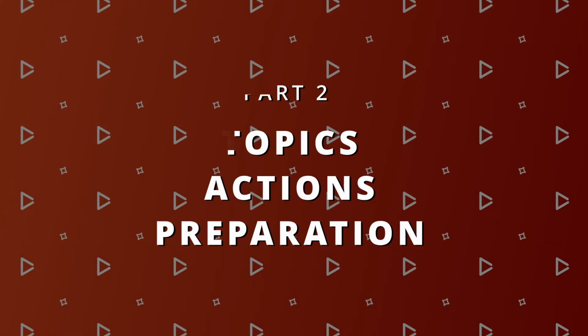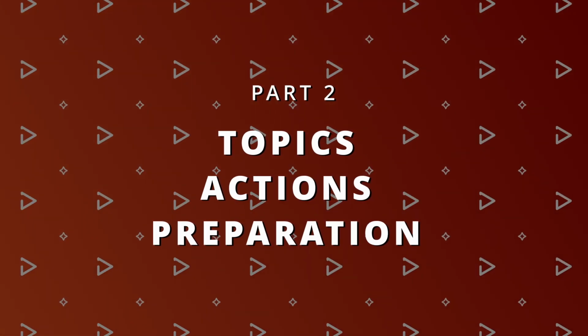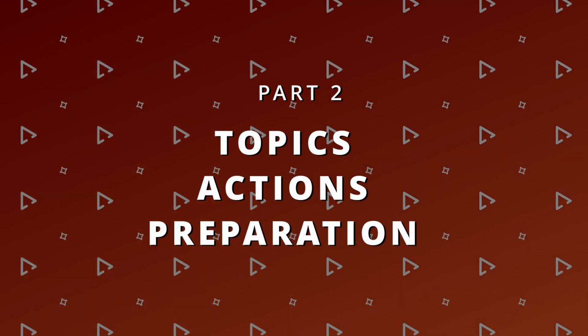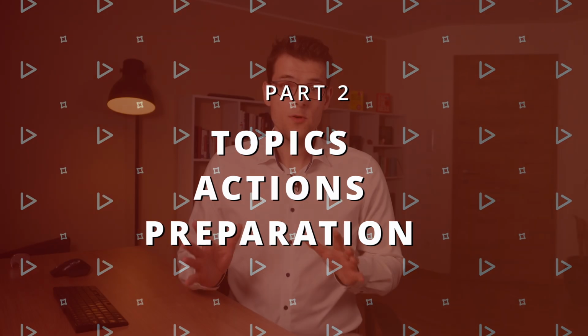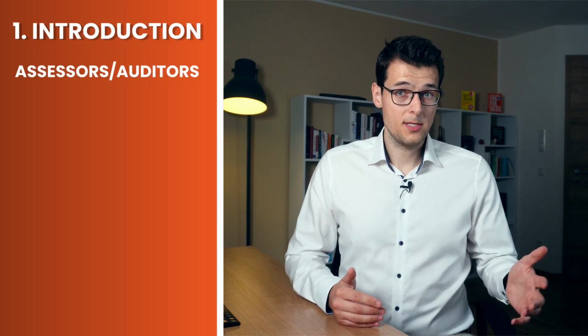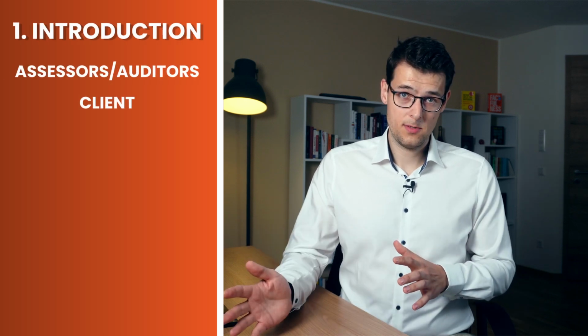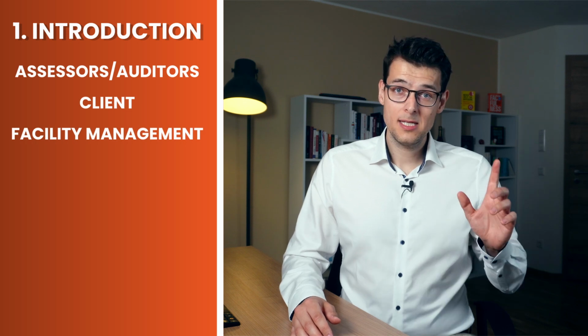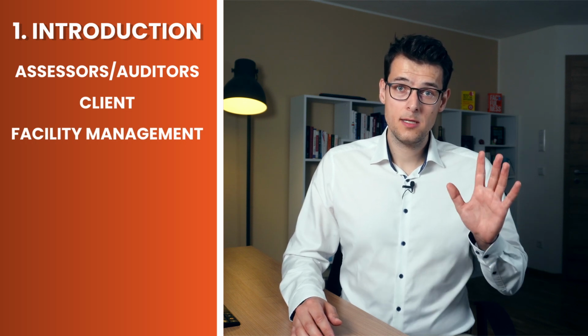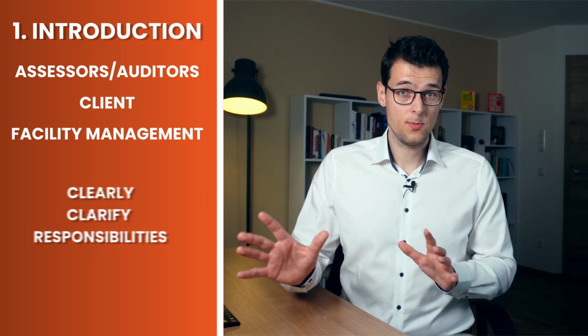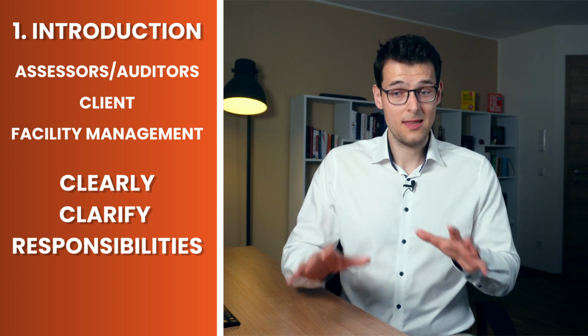What topics will be covered? What actions will be completed? What needs to be prepared by the auditee for the opening meeting? The first element of the opening meeting of a social audit is an introduction of the assessors, maybe the client if present, and all other participants, for instance the facility management. It is important to transparently disclose and understand the roles and responsibilities of everyone involved at the very beginning.